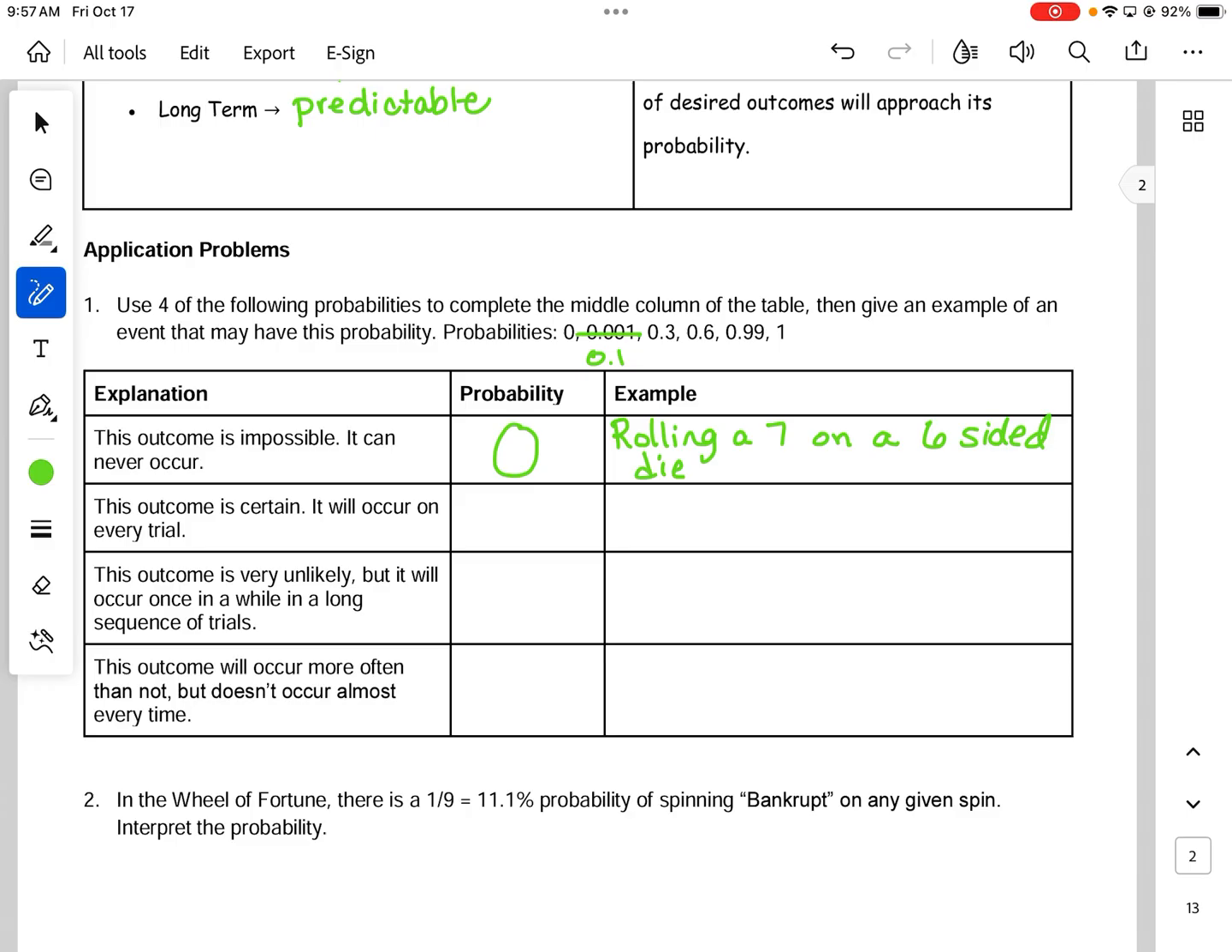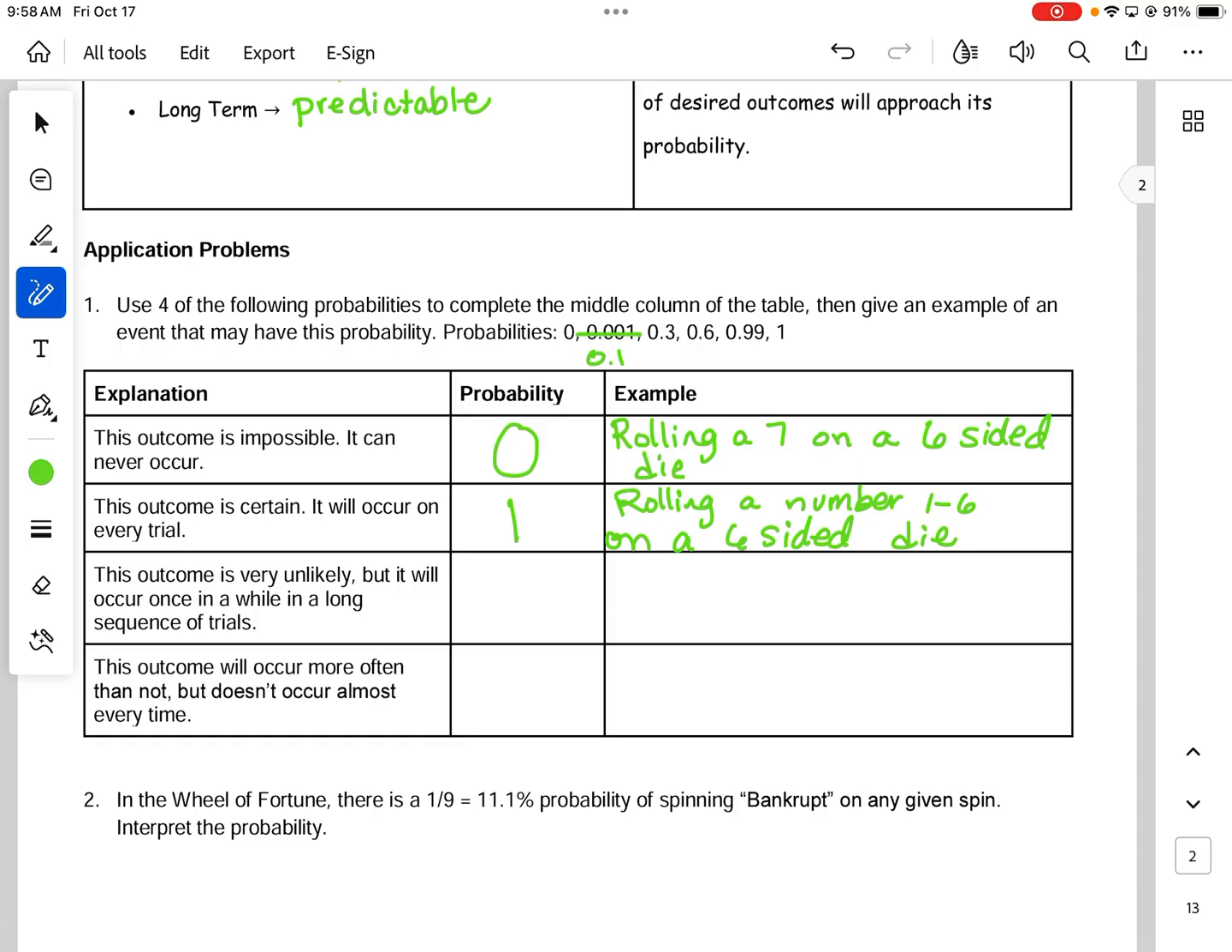Okay, what about an event that is absolutely certain? What is that probability? Yeah, it'd be 1. It'll occur in every trial. So what will occur in every trial of rolling a 6-sided die? Getting 1 through 6, right? Rolling a number 1 through 6 on a 6-sided die. Die is singular, dice is plural.